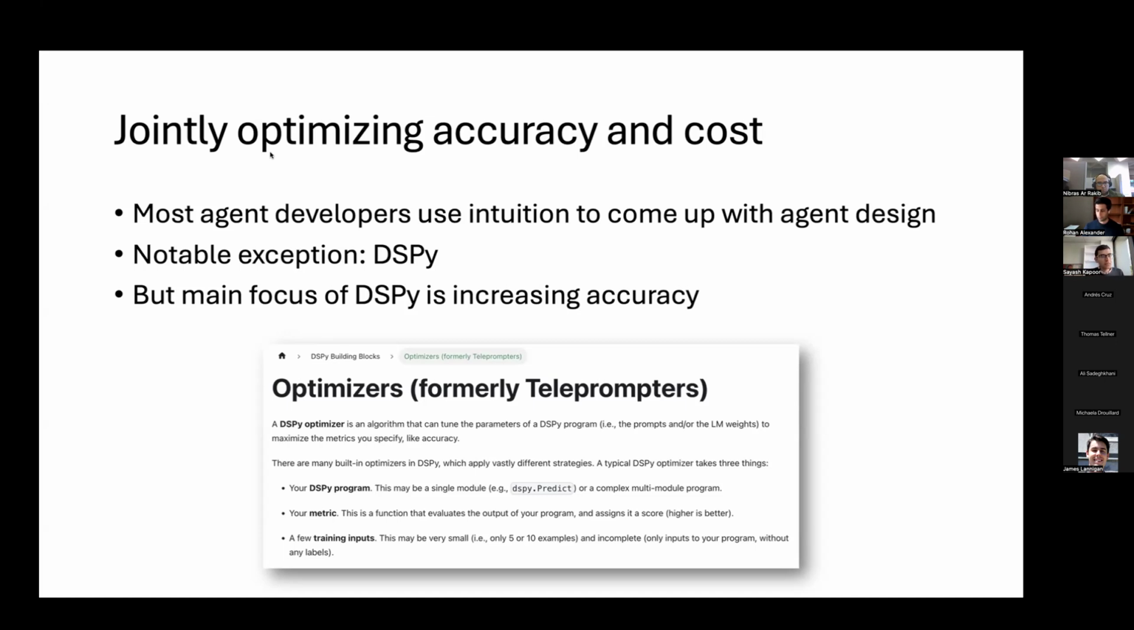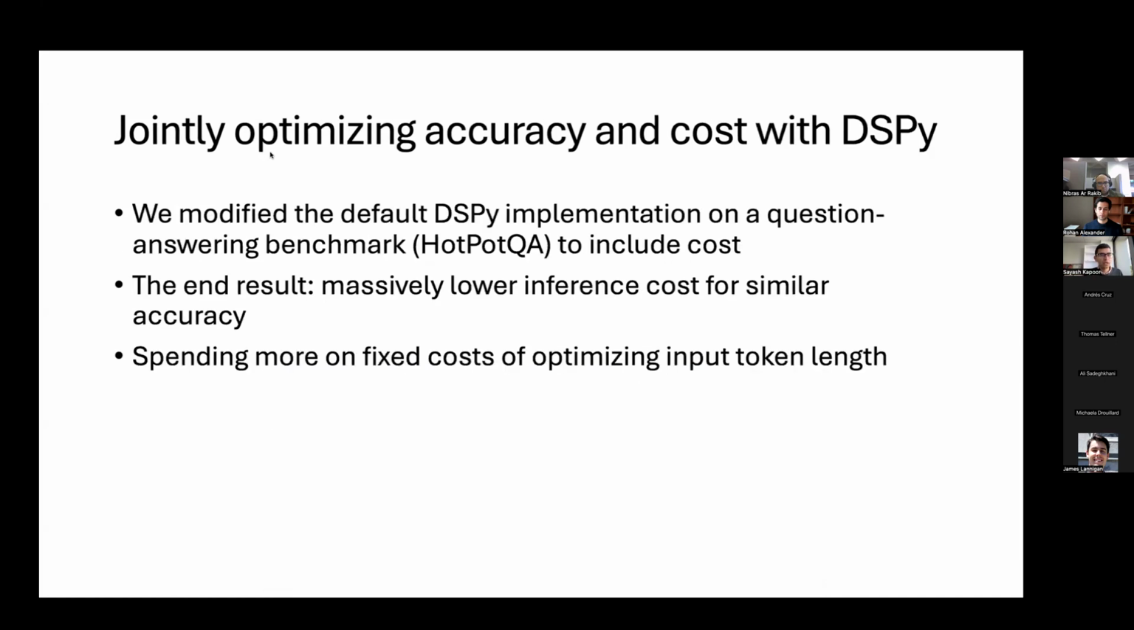So far, what we've seen is the main focus of DSPy use has been for increasing the accuracy of models. We've seen some very cool results that simply using more samples in terms of the few-shot examples or better prompts can lead to higher accuracy. And we've seen this result over and over with DSPy. But what we instead did was we modified the default implementation to also account for cost in addition to accuracy. So in some sense, what we're doing is we are spending more on the fixed costs of finding better prompts, shorter prompts, better few-shot examples, and using this higher fixed cost to evaluate the space of AI agents, we are developing an agent that actually incurs lower variable cost.